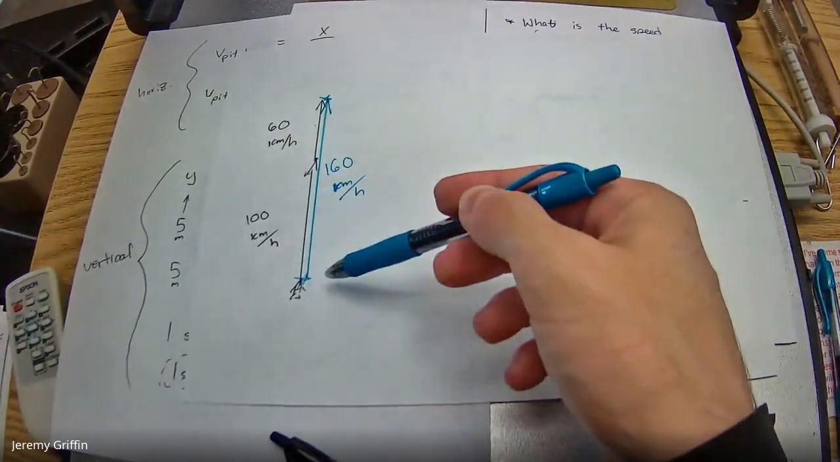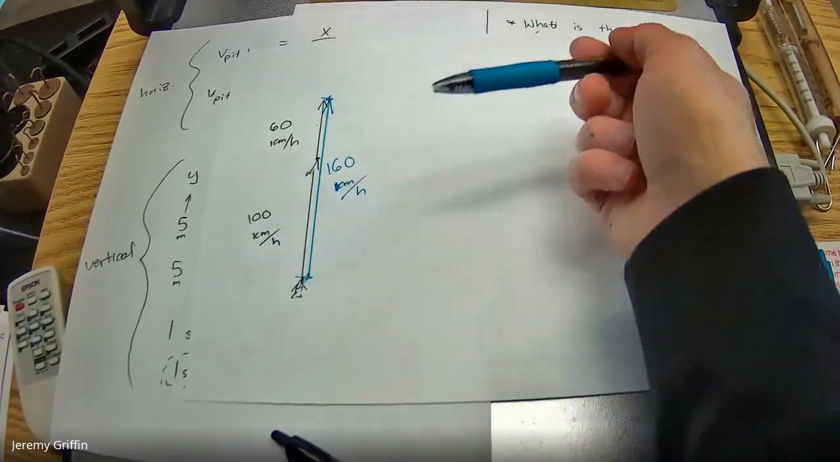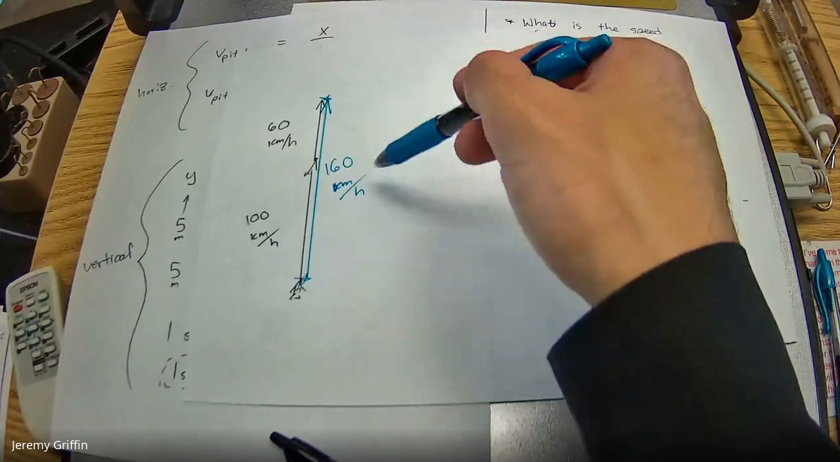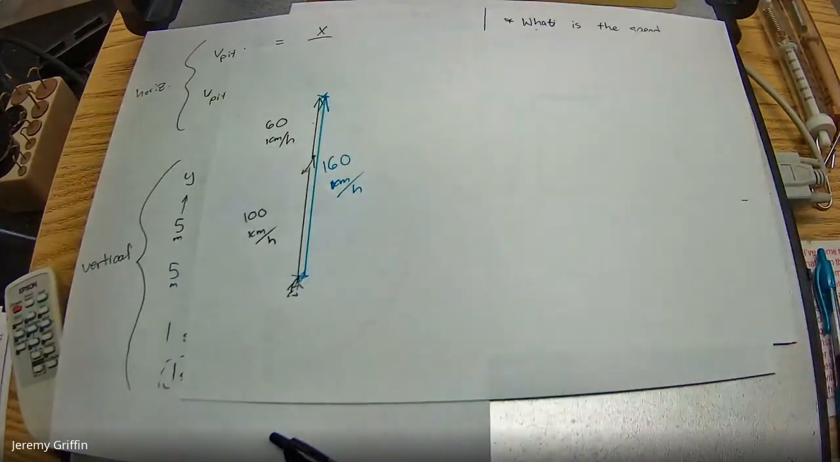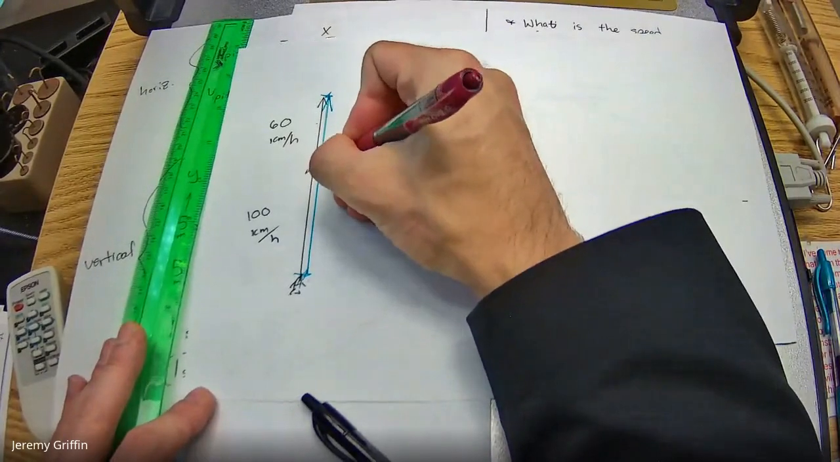That could be how fast the plane's shadow is moving across the ground. Or if you're standing on the ground with a radar gun pointed up at the plane, it's reading 160 kilometers per hour. Should use that color. Break out the darker color.